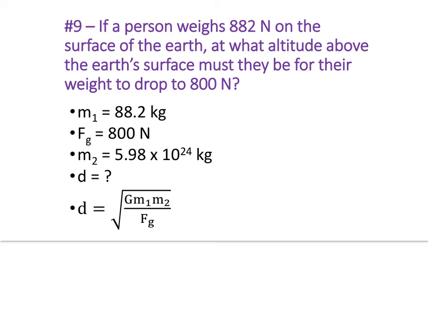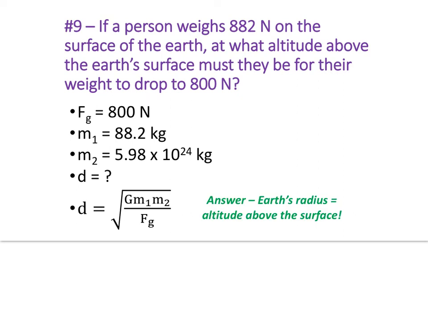I don't care about the Earth itself. I just want to know the part that's above the Earth's surface. So just like we did before, you're going to take that answer, subtract the radius of the Earth, again from the front of your worksheet, and whatever's left over is going to be your altitude above the surface. How far away from the surface of the Earth do you have to be?